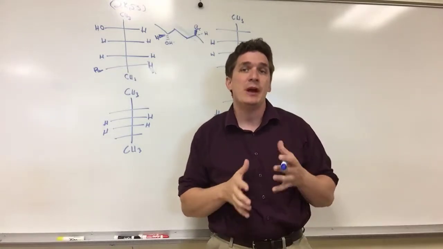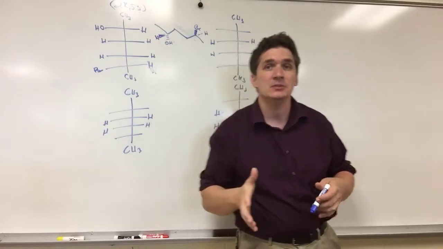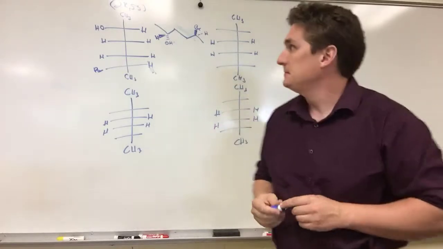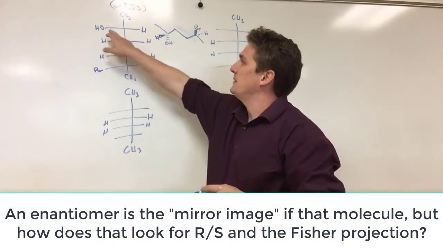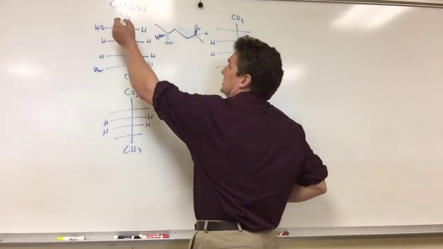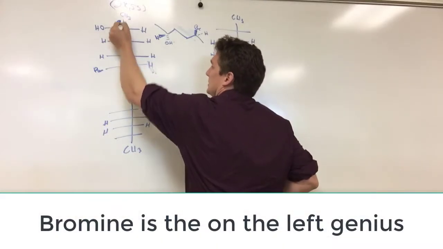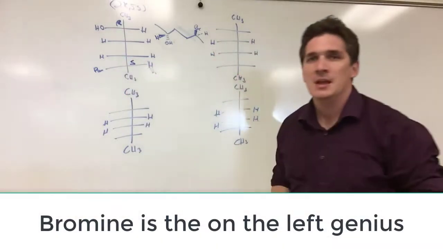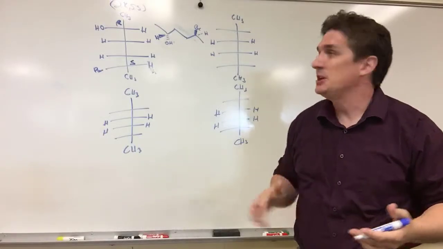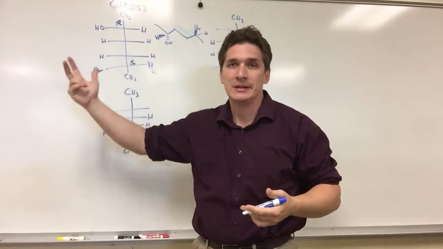Well, an enantiomer is when you take the mirror image of the molecule. Right now, as drawn, we have the hydroxide on the left and the bromine on the right. This is your R center, and this is your S center. If we take a mirror image, the way we do that in a Fischer projection is we just swap what's on the left and right sides.